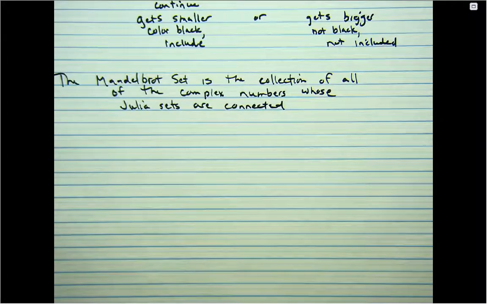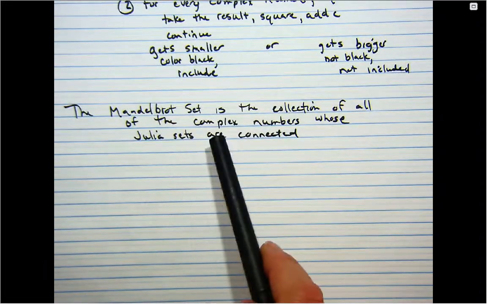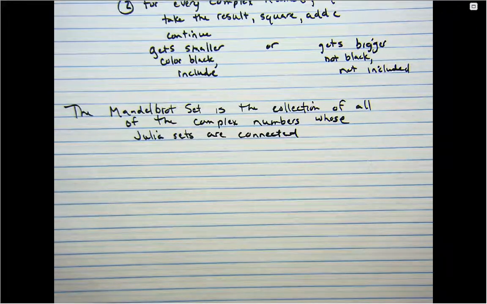So every complex number goes with a Julia set, and then the Mandelbrot set looks at all the Julia sets, and if their Julia set is connected, well, then that's a number that's in the Mandelbrot set, a point that's black. If their Julia set is not connected, then they are not in the Mandelbrot set. So I have another software program that helps with that.